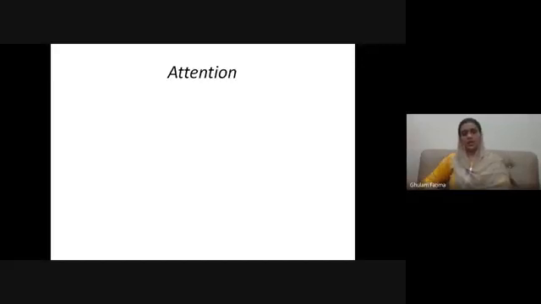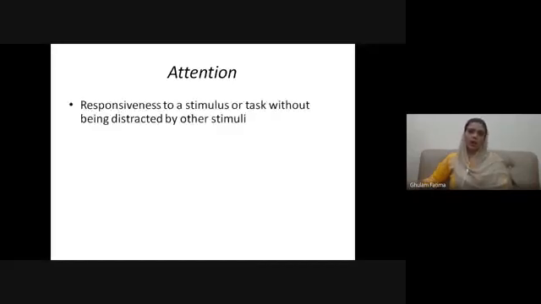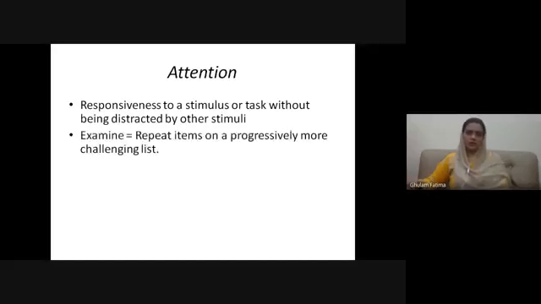The next domain is attention, in other words attention span or concentration span. Here we need to know how long the patient can concentrate on a particular task without being distracted. Simply put, attention is responsiveness to a stimulus or task without being distracted. If the patient is distracted and looking here and there, it simply means the patient's attention is not optimal and the patient is not attentive.